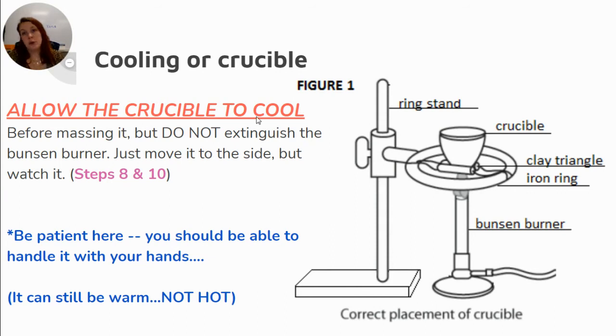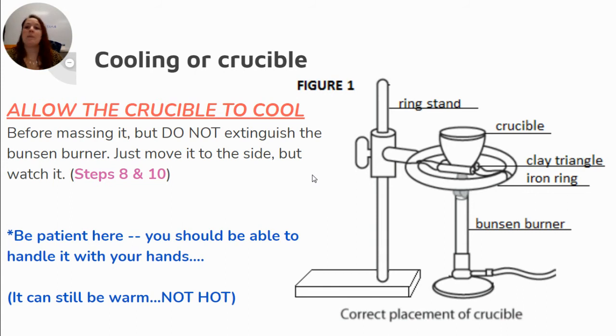When you're cooling your crucible, you need to make sure you allow it to cool for at least 5 minutes. 5 to 6 is what's suggested. And you need to do this before you mass it because the mass will fluctuate if it's too hot.